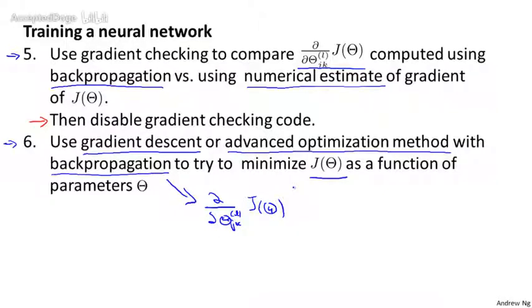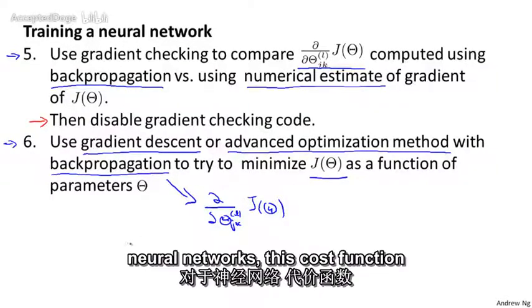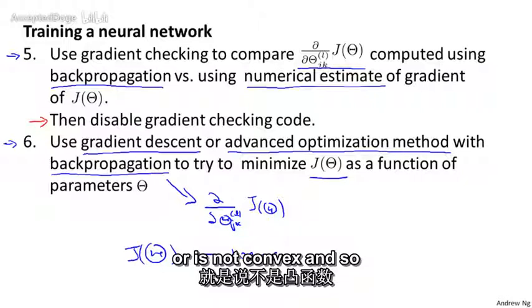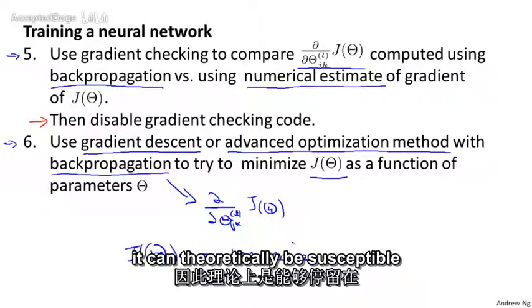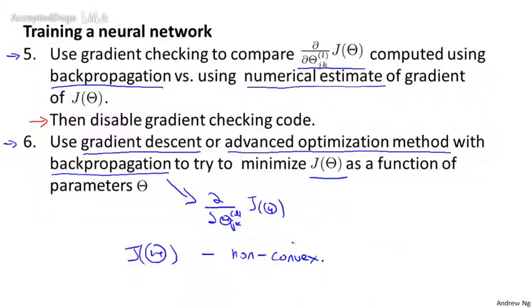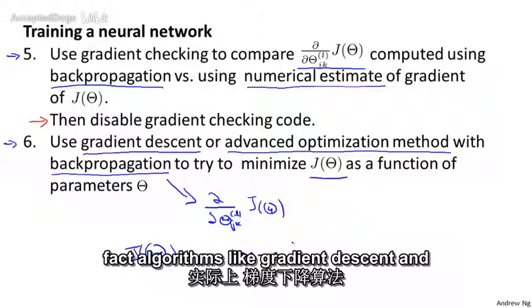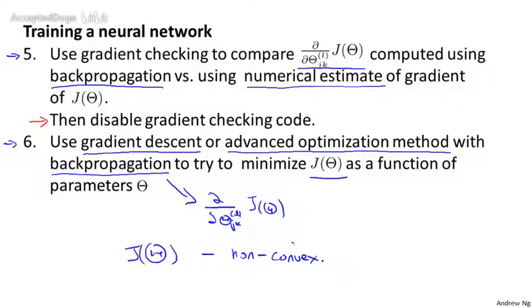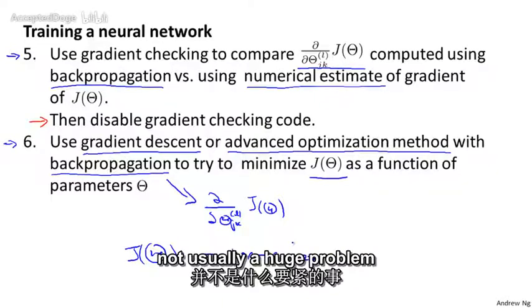And by the way, for neural networks, this cost function J of theta is non-convex, or is not convex, and so it can theoretically be susceptible to local minima. And in fact, algorithms like gradient descent and the advanced optimization methods can, in theory, get stuck at local optima. But it turns out that in practice, this is not usually a huge problem.